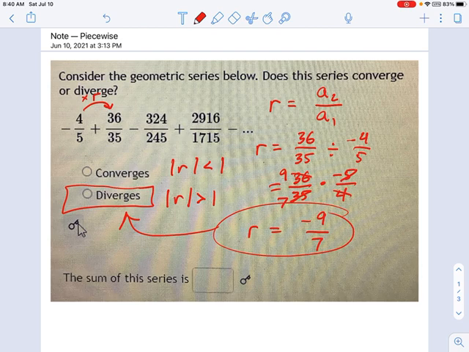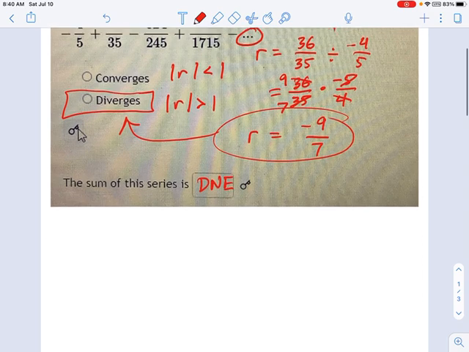That means we're not going to be able to calculate the sum of this series, right? It's going to be a big old DNE because it's infinite. See that right there? That's an infinite series. And when you have an infinite series with R greater than 1, you don't even bother. It's actually a nice problem because it's over very quickly.